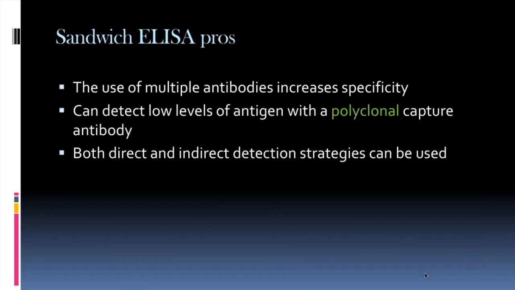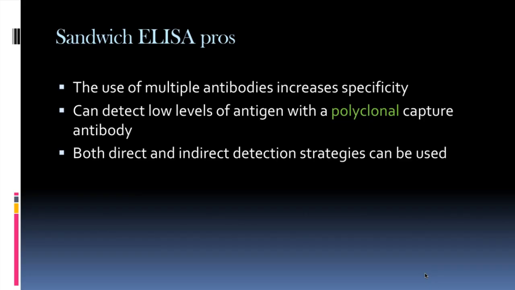Pros and cons. So we'll start with the positives. What's good about a sandwich ELISA? So the use of multiple antibodies, again, increases the specificity. So you have a capture antibody, which is recognizing one epitope of the antigen, and then you have a detection antibody recognizing another epitope. This minimizes background noise. It minimizes the chances of non-specific binding.